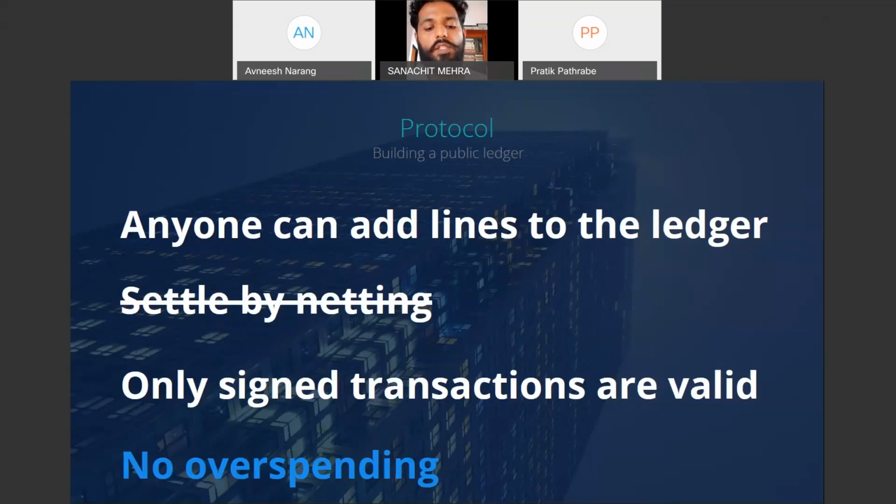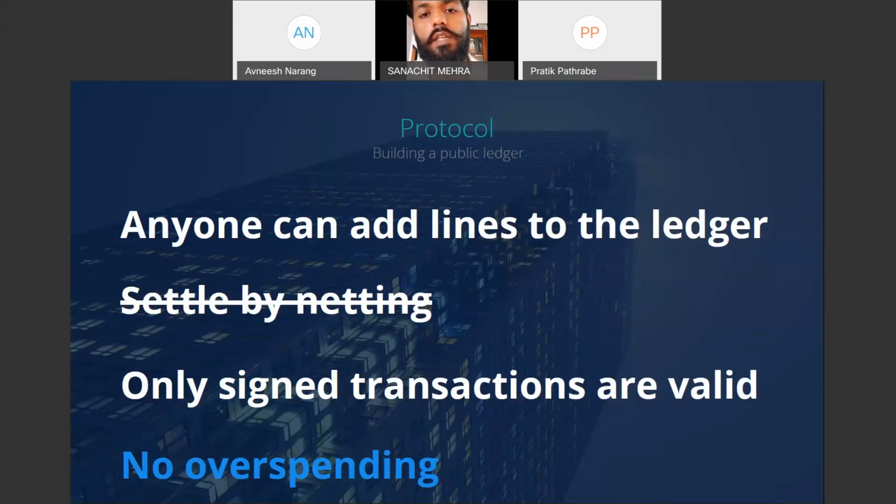This is important because in a public ledger, if you settle every time through netting, and the netting period is way too high, then during the netting period certain entities might accrue balances that they are unable to pay off eventually, right? So we need a more robust way of managing this expenditure and a more robust way of ensuring that the transactions are always following a logical pattern. So we now have three items in our rule book. Anybody can add lines to the ledger, we only allow signed transactions, and nobody can overspend.